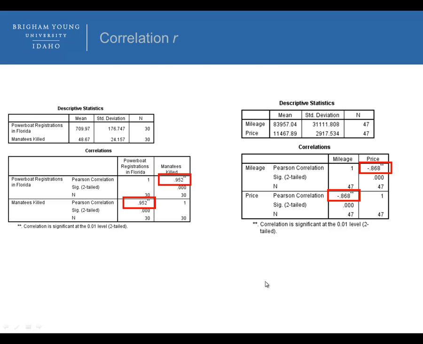Okay. So now here's an example of SPSS output. You can get similar output in Excel as well. But this here represents, for instance, manatees killed versus number of powerboat registrations per year. We get a correlation coefficient of 0.952, which is pretty high. So going back to the definitions, this is going to be a very strong positive relationship. Now with the car data, we get a negative value of negative 0.868. So that means it's a fairly strong negative relationship between price and mileage.